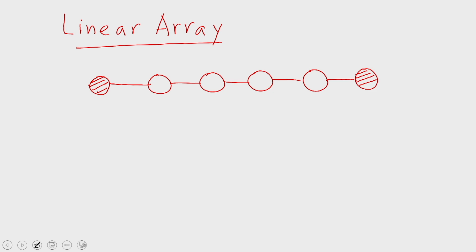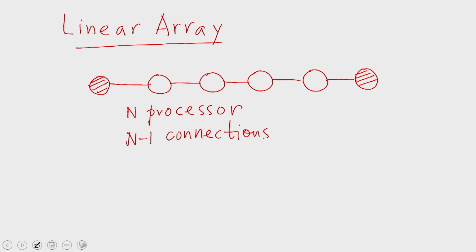So if you have n processors in a linear array, there are n minus 1 connections. The degree of every vertex, degree is the number of neighbors that a vertex has, is at most 2. Now, what sort of problems could be solved on such interconnection networks?